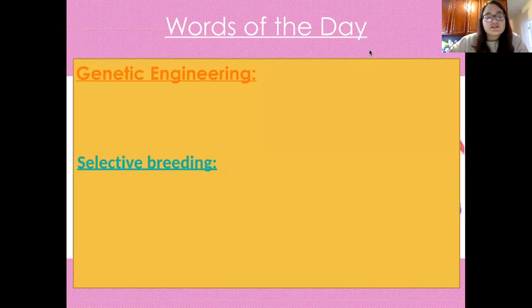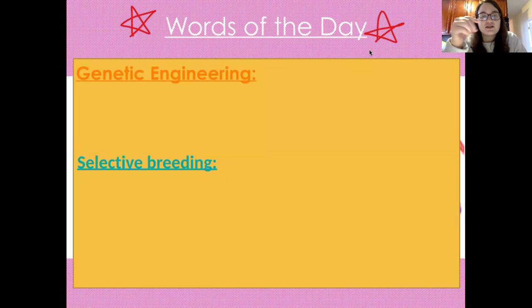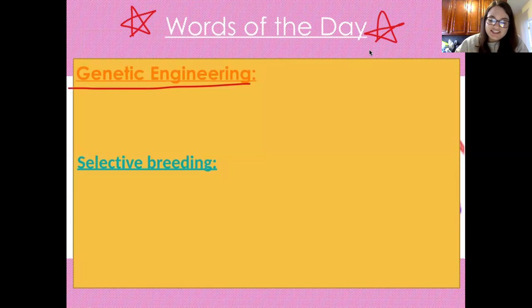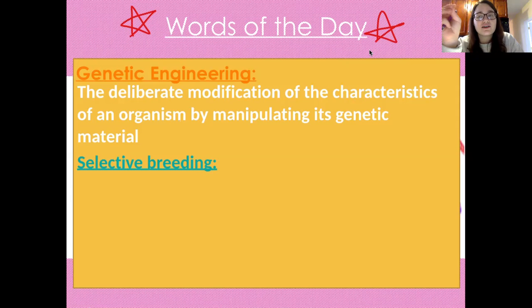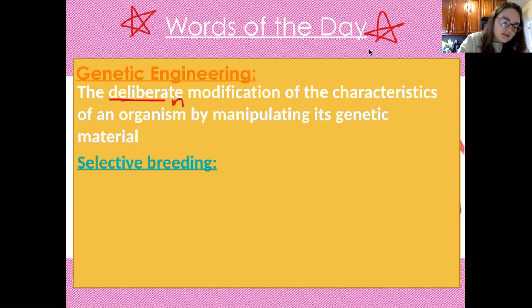Now, here are some words of the day that you need to write down. These are vocab words that you will see both on your test as well as the Regents at the end of the year. This word: genetic engineering. Now, when we talk about genetic engineering, we're talking about the deliberate modification of the characteristics of an organism by manipulating its genetic material. Now, that's a lot of words, so we're going to break it down. When we say deliberate, we're talking about intentional.